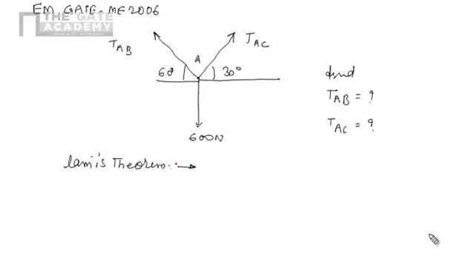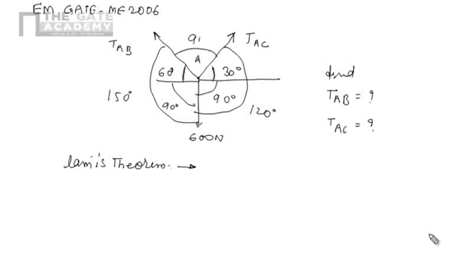For applying Lami's theorem, we want to know the angle between the two forces. So this is 90, so this total angle will be 120 degrees. Here this is again 90, so this total angle will be 150. And this angle is 60, this angle is 30, so this angle will be 90 degrees. So we know the angle between any two forces.